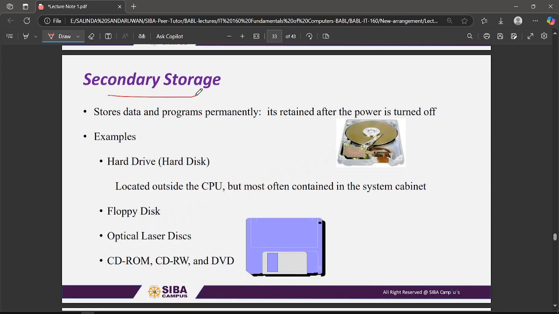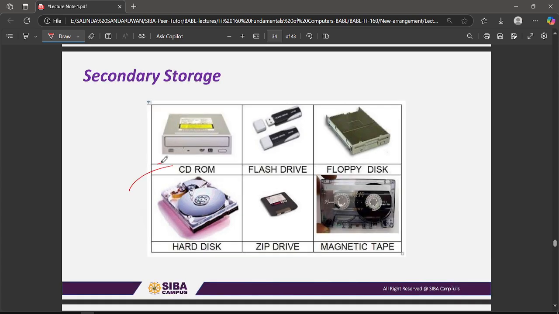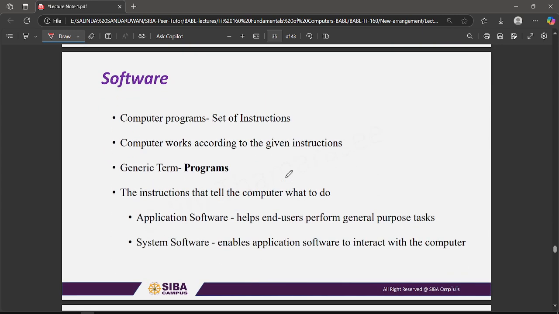Then what about the secondary storage devices? We have talked about them. Hard disk drives. The floppy disk drives, we are not using them. Optical laser discs, meaning CD, DVD, likewise Blu-ray, these are outdated. We are not using CD-ROMs anymore. Flash disk we are using. Floppy disk no. Hard disk we are still using. Zip drive no. Magnetic tape no. Right, not using. Now the last part, the software.